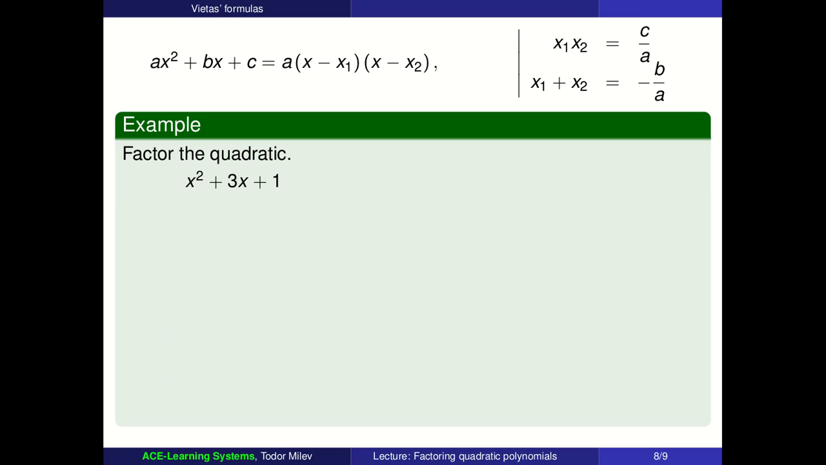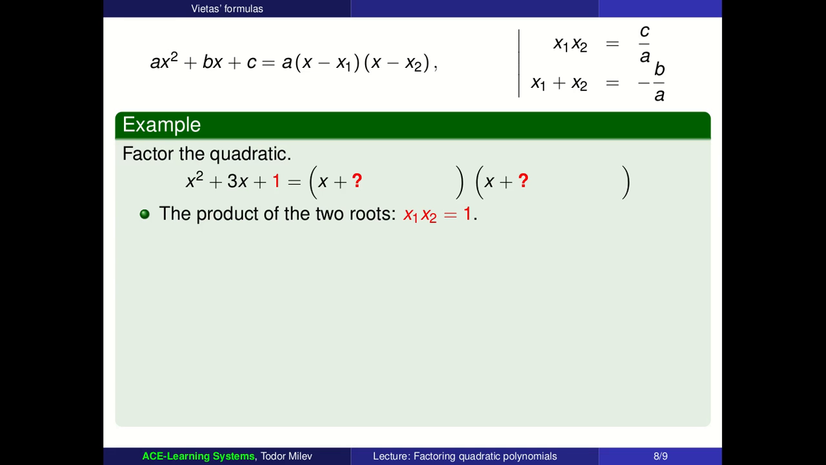Alright, let's factor another quadratic. Let's factor the quadratic x squared plus 3x plus 1. Again, our first guess is to try Vieta's formulas. So, the product of the two roots of that quadratic must be equal to 1. So, if I were to have an integer factorization of my quadratic, I'd need to have that the product of the two integers is 1.